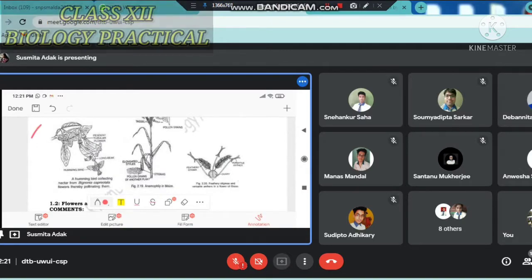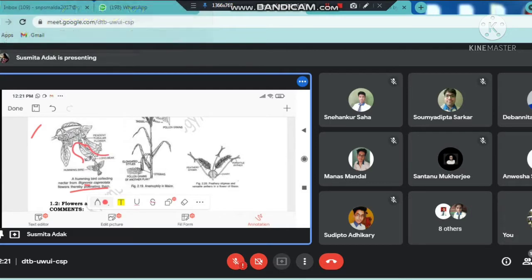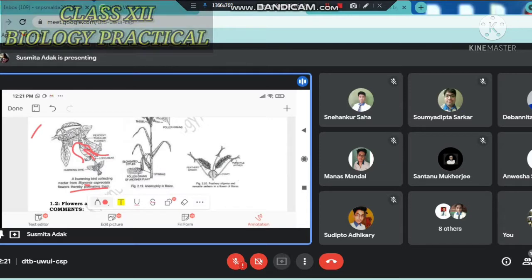See this one first. This is a Bignonia flower. A hummingbird is collecting nectar from a Bignonia capreolata flower, thereby pollinating it. See, this flower is tubular, as I had told, and there is a curve. So the bird can suck the nectar from this flower, and whenever it goes to the next flower, the pollen attached to its beak or neck will be transferred, and it will complete the pollination process.